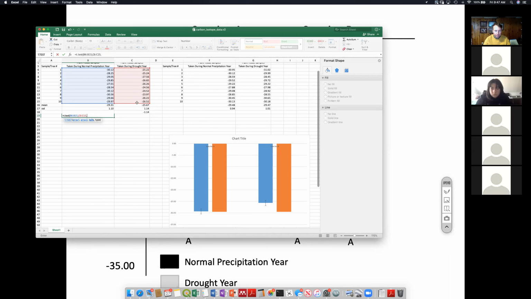Now, tails is 2. It basically is whether you want to compare the means only, or you think one population has to be greater than the other, in which case you would use a one-sided t-test. But don't worry about it. Tails are 2.